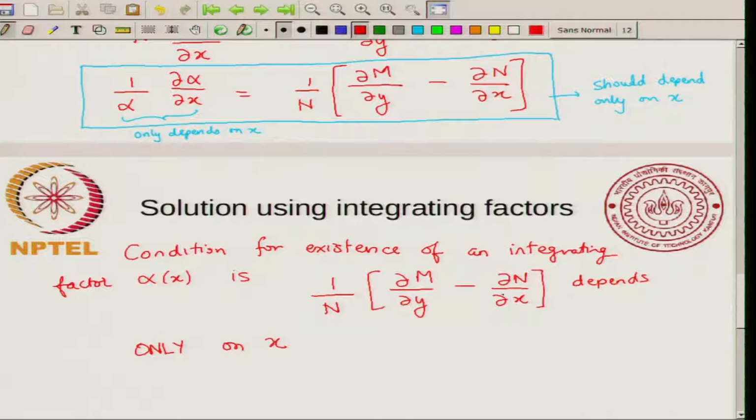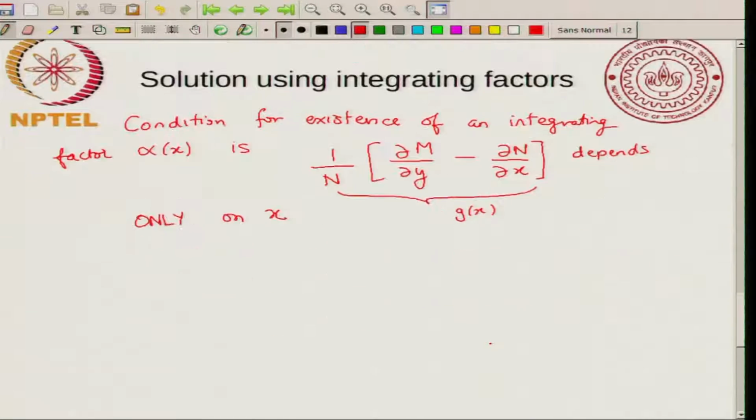So, you know m and n, you calculate this right hand side, you calculate ∂m/∂y minus ∂n/∂x, divide by n, and you see does it depend only on x. If it depends only on x, then whatever you get here, you can equate it to (1/α) ∂α/∂x. Okay. So, if I just call this g of x, then you immediately know that (1/α) ∂α/∂x is equal to g of x, or I can write the left hand side as ∂ ln α/∂x.